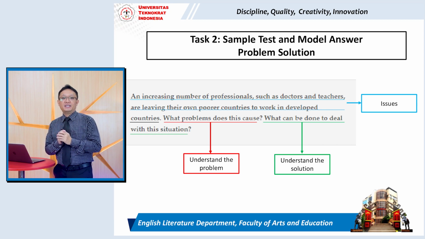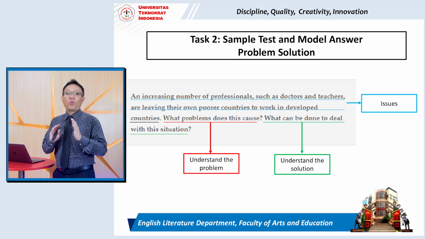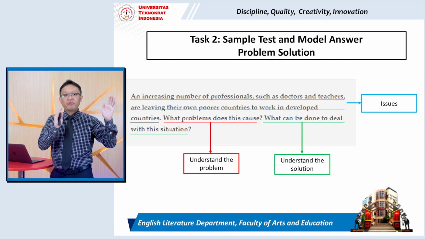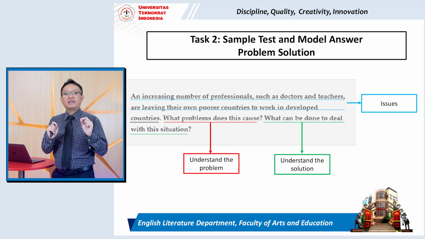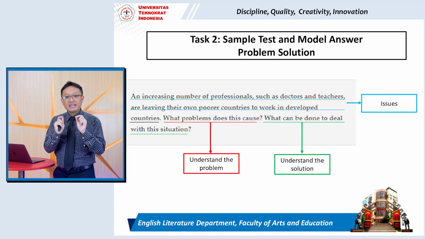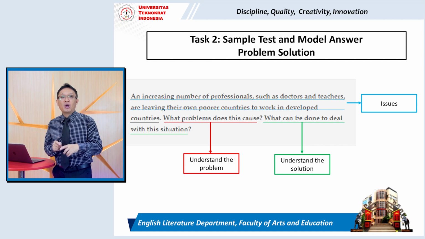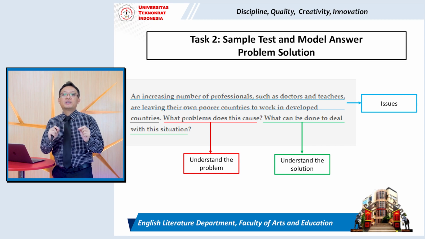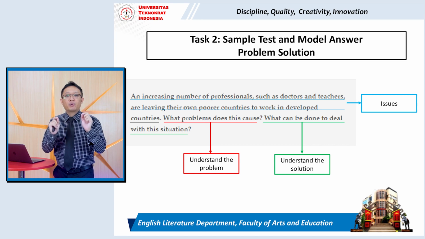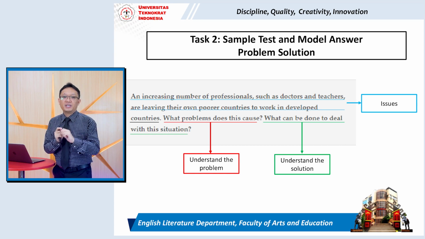The second one is to understand the problem, where you can get the problem. So after the issue, normally, it is followed by the problem. This is the thing that you have to write later on in your formal essay, all right? What problems does this cause? Because of the move of doctors, teachers, and professionals to different countries. What problems does this cause? Okay, that's what we call understanding the problem.